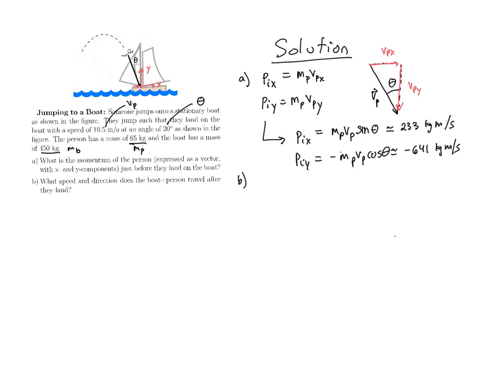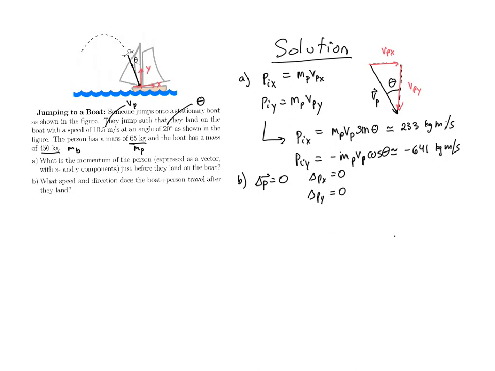For part B, the person is going to land on the boat, and then together the boat and the person are going to move away with some new speed. This is a conservation of momentum problem. Of course, momentum conservation happens in both x and y directions separately.